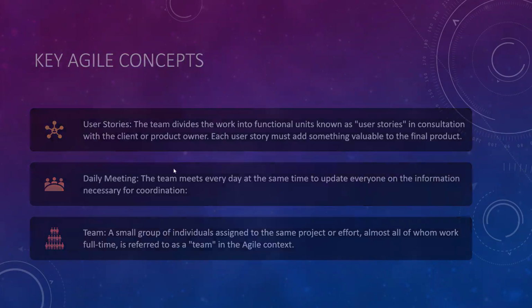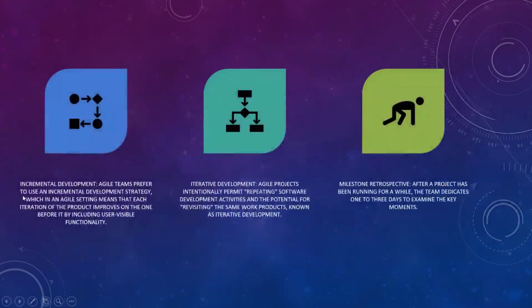Next is incremental development. Agile teams prefer to use an incremental development strategy. We're discussing incremental and iterative, right? Those things will come into the picture when we are talking about Agile methodologies. The incremental approach is that we pick a few user stories and consider them as a sprint here. I'm talking about Agile and Scrum. A sprint is a time duration to complete that particular user story.